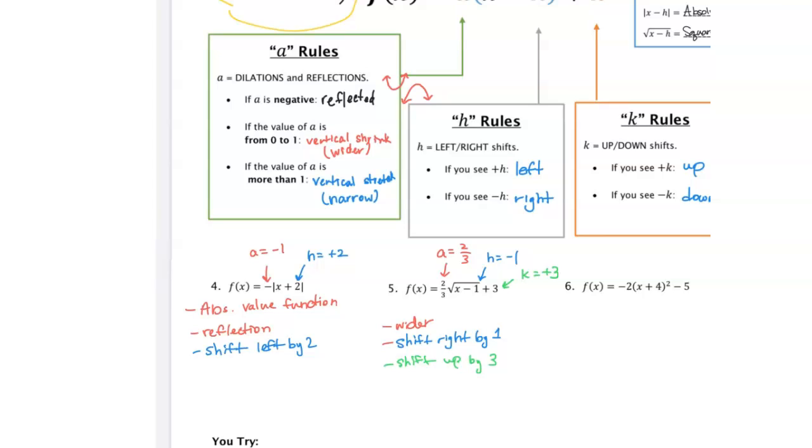Last thing we did do for this problem is identify which function family it belongs to. In this case, you have a square root. This belongs to the square root function family.